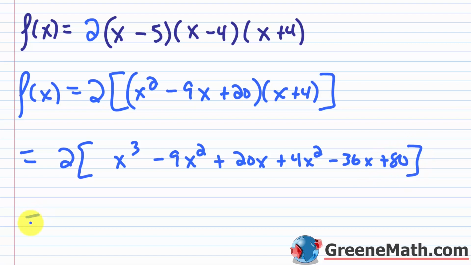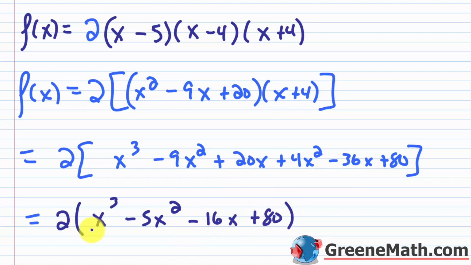Okay, so what does this give me? I'll put my 2 out in front. I've got x cubed, nothing to combine with that. Negative 9x squared and 4x squared would give me minus 5x squared. And then 20x minus 36x would give me minus 16x. And then lastly, I have plus 80.